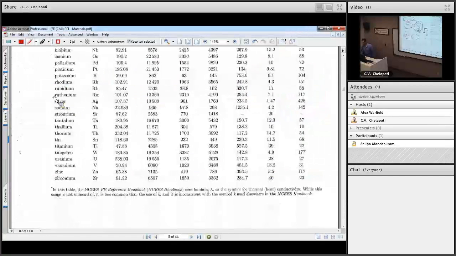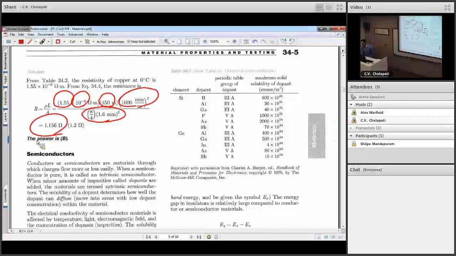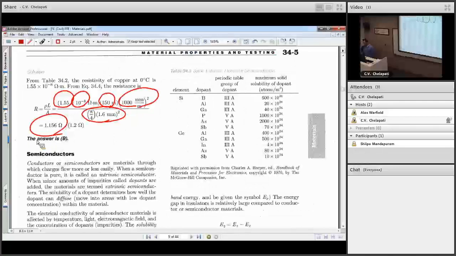So another example: a standard copper wire has a diameter of 1.66 millimeter. What is most nearly the resistance of 150 millimeter of wire at 0 centigrade? As I told you, the resistance is equal to rho multiplied by L divided by A, right? So in order to tackle this problem, the first step is to find the resistivity. So you look to the table, which is also given to you during the test.